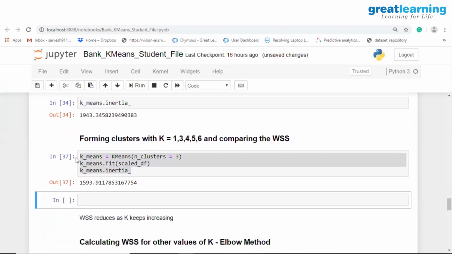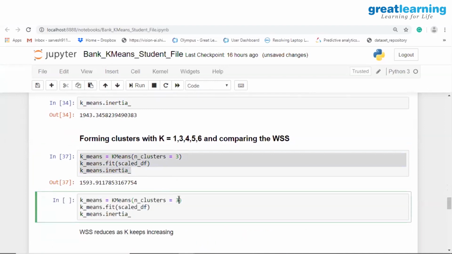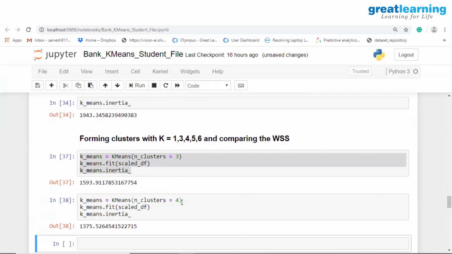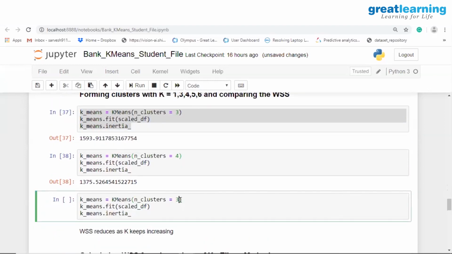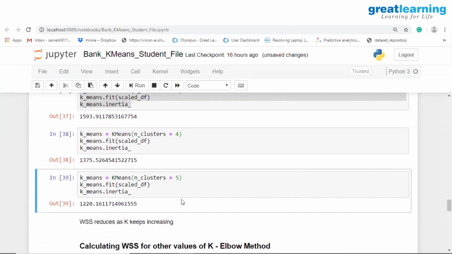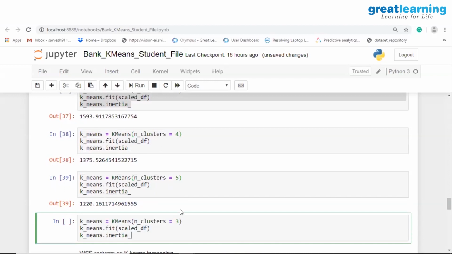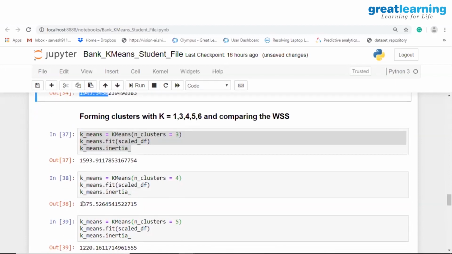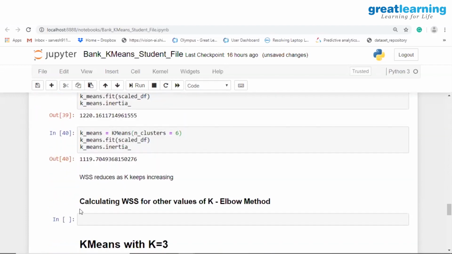Right? As the clusters increase, your inertia value will decrease. As the clusters keep on increasing, the inertia will keep on reducing. What is the right point? Where should we stop? We have a visual proof. As the clusters keep on increasing, the inertia value keeps on decreasing.